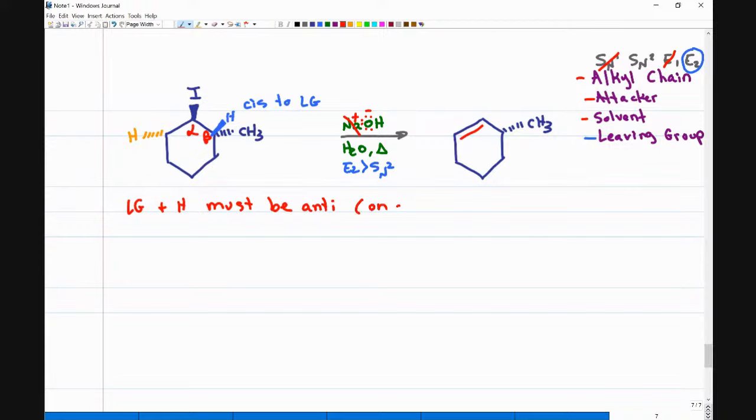And this is on a chair. Or, yeah, it's on a chair, even though we didn't draw it on a chair. This is your shortcut to save you time on the exam.